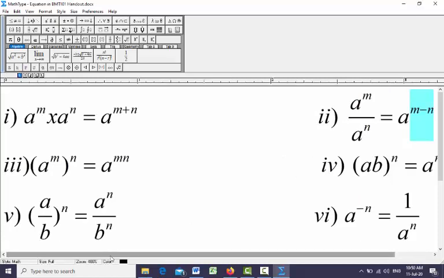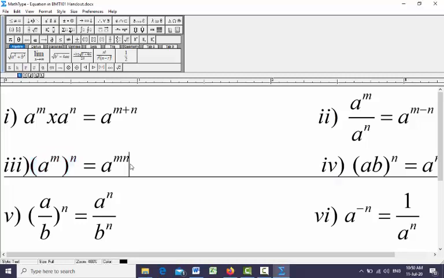Let's check out the next one. Here we have a to the power m, in brackets, to the power n. So inside the bracket we have a to the power m, and outside the bracket we have another power, which is n. In such a case the powers will be multiplied together. So we will have a to the power m multiplied by n, right?